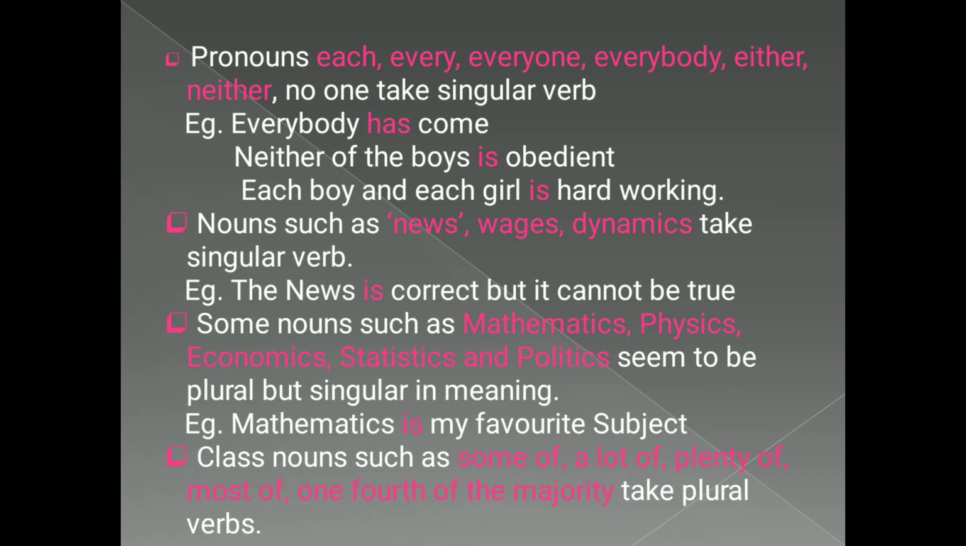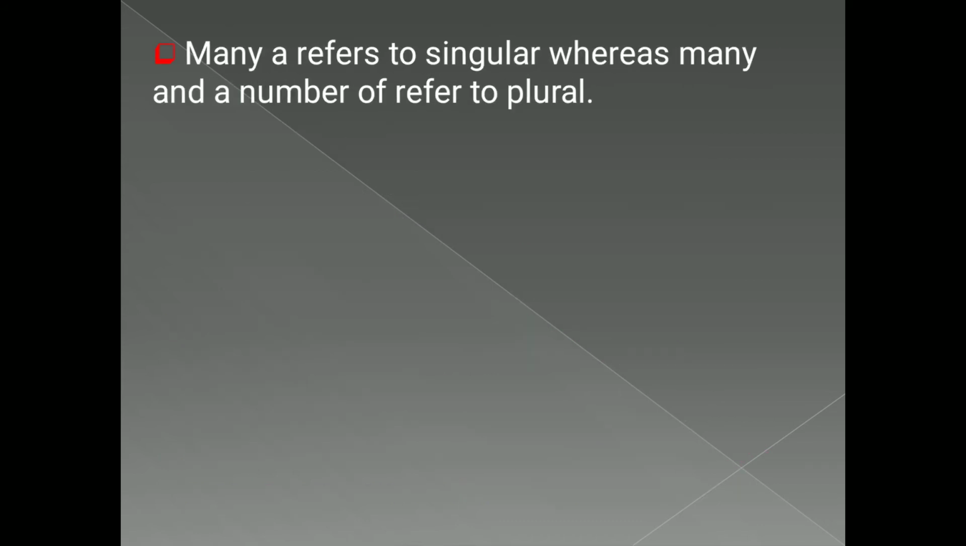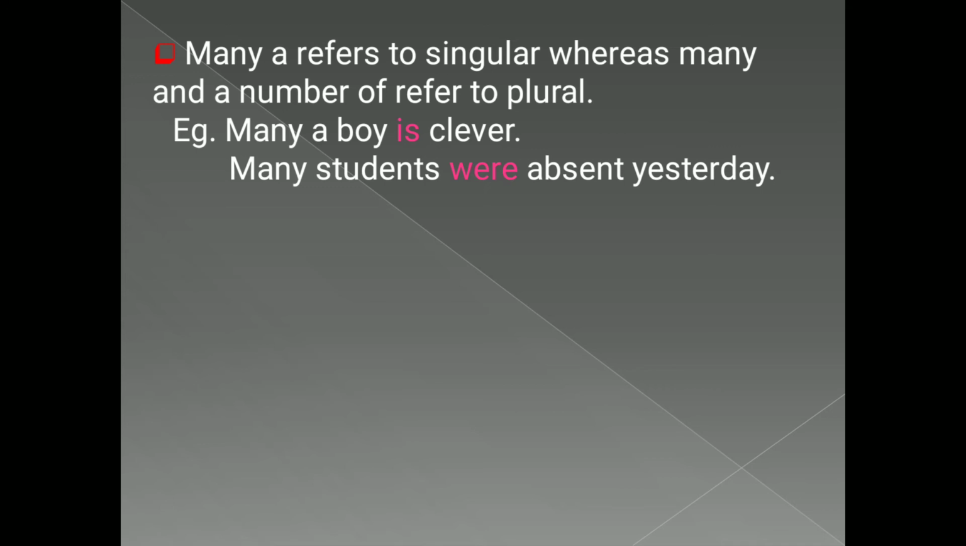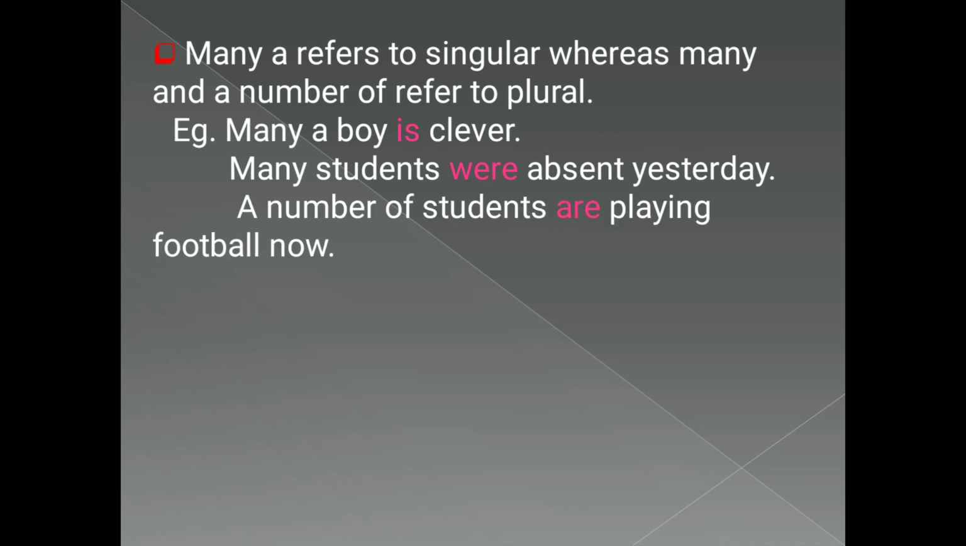Class nouns such as some of, a lot of, plenty of, most of, one-fourth of, the majority of take plural verbs. So many a refers to singular, whereas many and a number of refer to plural. See the example. Many a boy is clever. Many students were absent yesterday. A number of students are playing football now. Here, many a takes a singular verb form, and many and a number of students take the plural form.